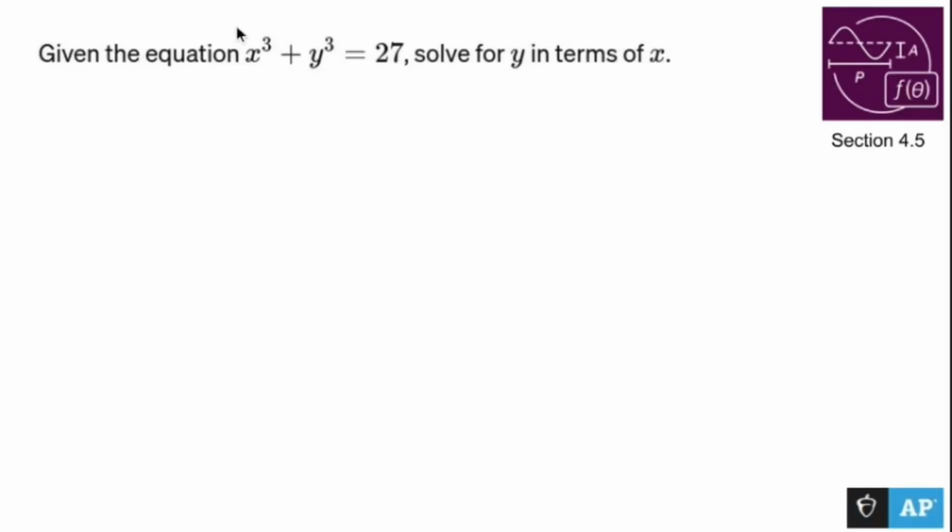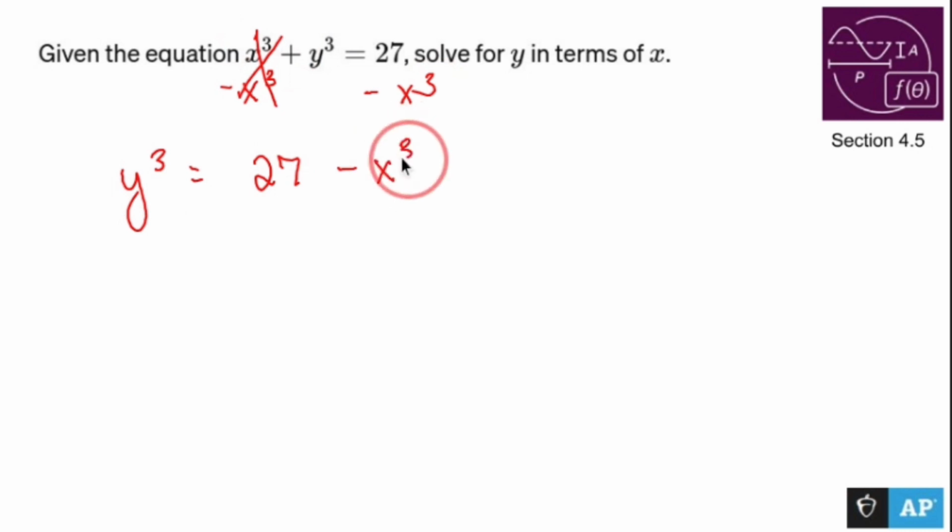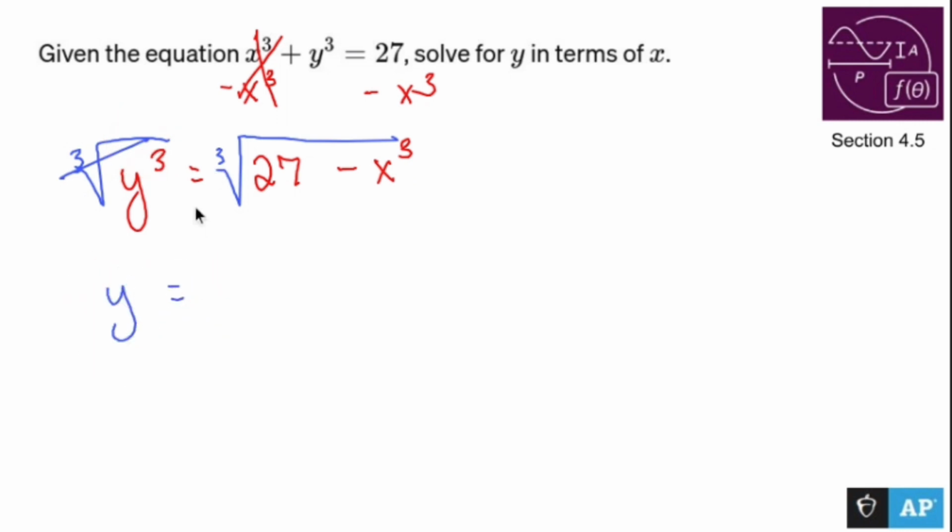Given the equation x cubed plus y cubed equals 27, solve for y in terms of x. So I have to get y all by itself. The first thing I'm going to do is subtract x cubed from both sides. Y cubed now equals 27 minus x cubed. In order to get y all by itself, we take the cube root of both sides. Now, unlike square root, when you take the cube root, you do not attach a plus or minus. No positive or negative symbols here.